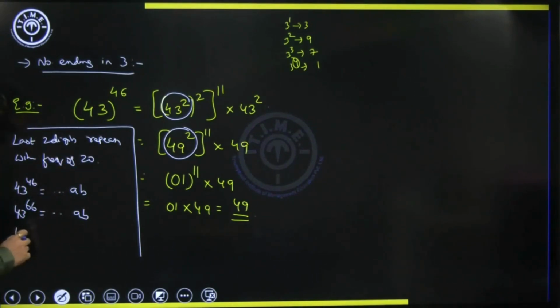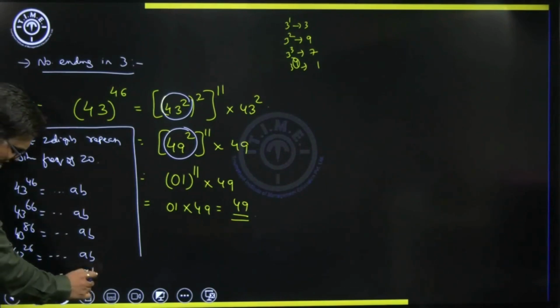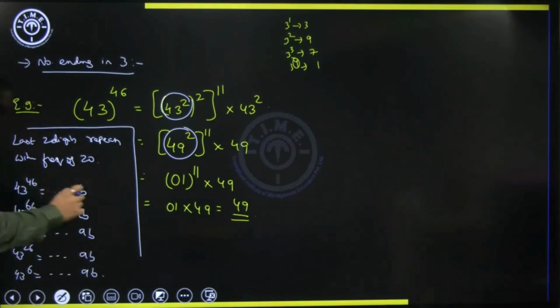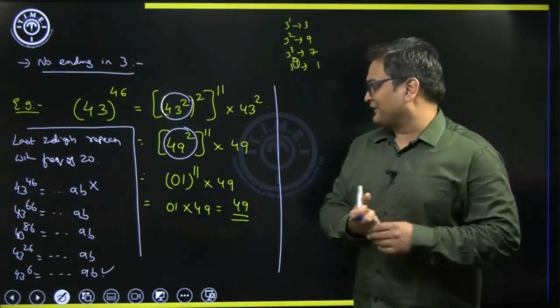So 43 power 86 will also be AB. Now reduce it, 43 power 26 will also be AB. Reduce it further, 43 power 6 will also be AB. So that means instead of solving this question, I may solve a simpler question, right? So the idea is to simplify the power. Now, how do we do that? Observe, I will just show it to you so that we can match the answers here.